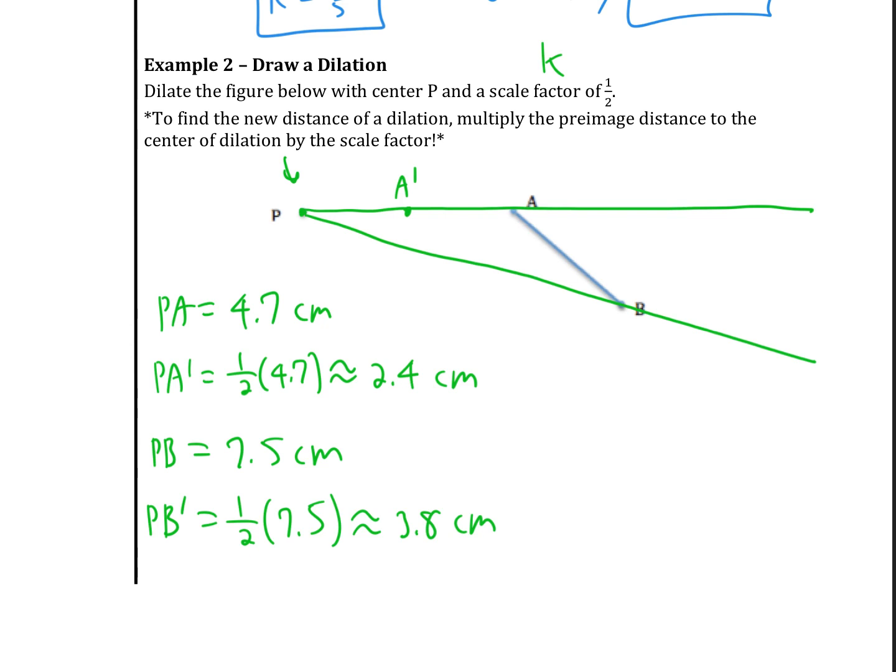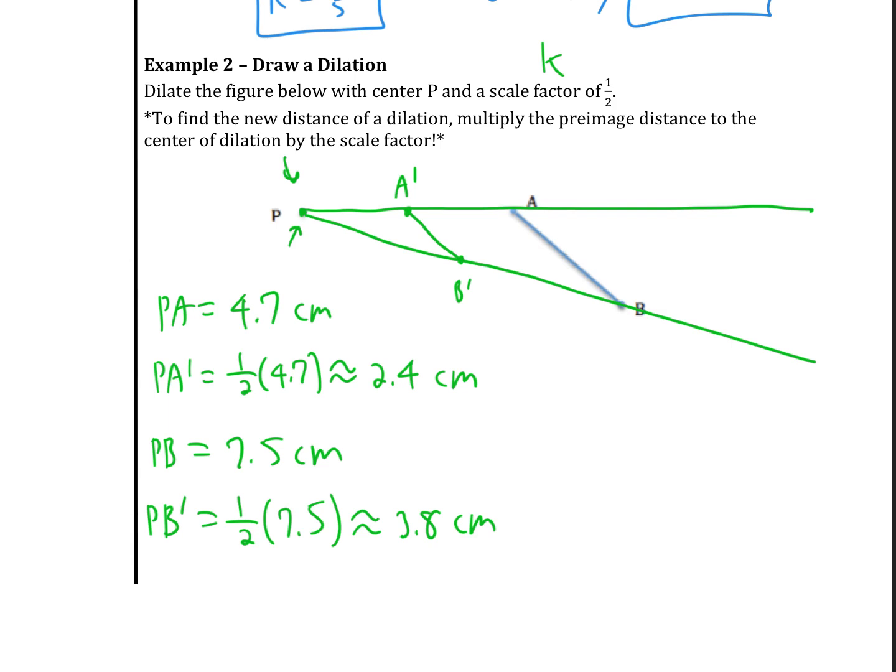So then if we go 3.8 centimeters starting from P towards B, it's going to be hard to visualize here, but we'll go like that. Not perfect, but you see if we connect this now, this is B prime right here. You can see that this new figure should be basically the same shape, but shrunk, about half the size, okay? And that's how you do a dilation. I'm sorry for the clumsiness of this app, but hopefully it gives you the idea.